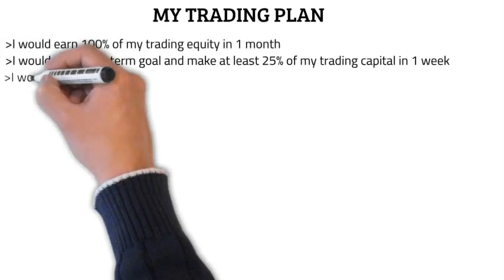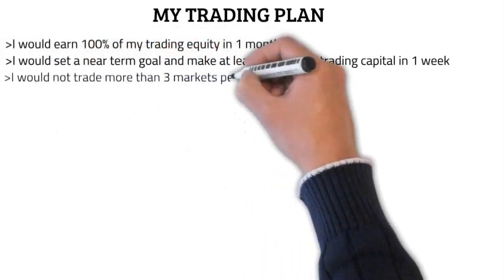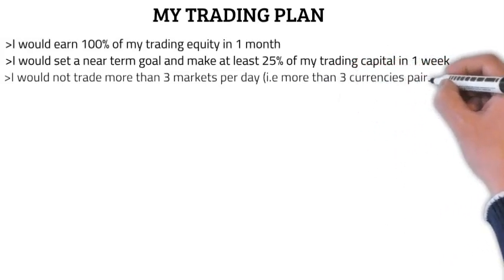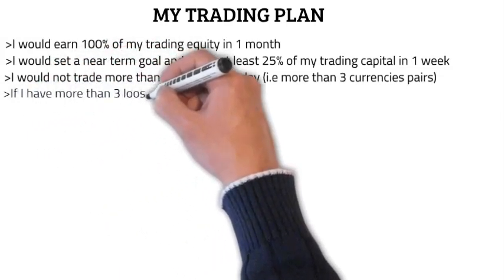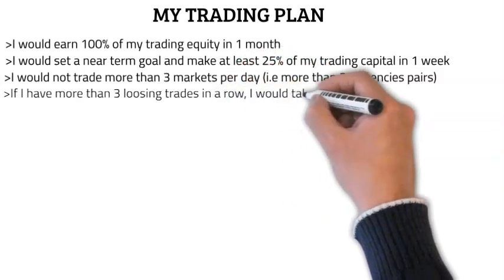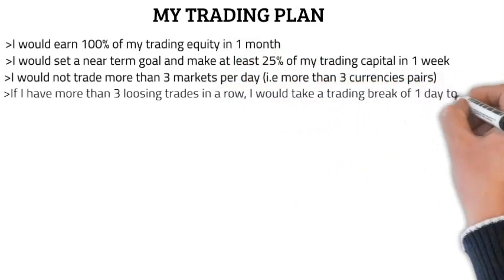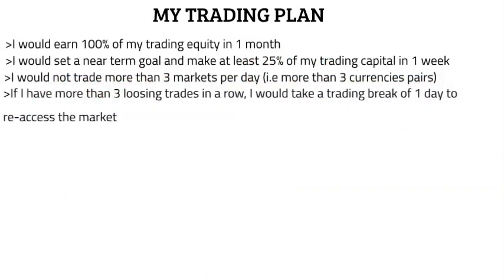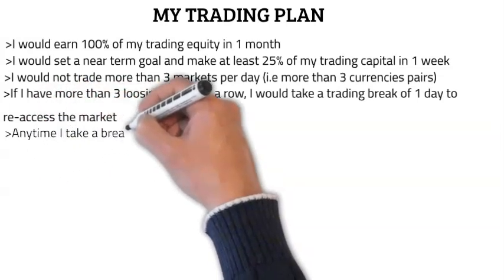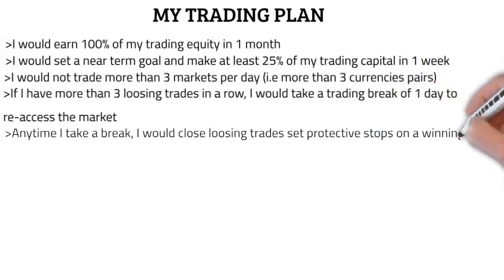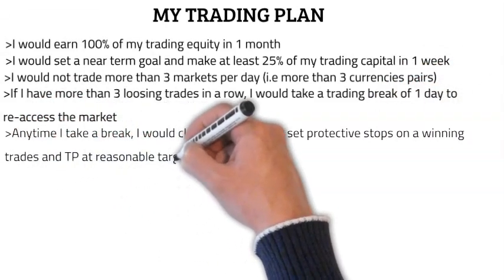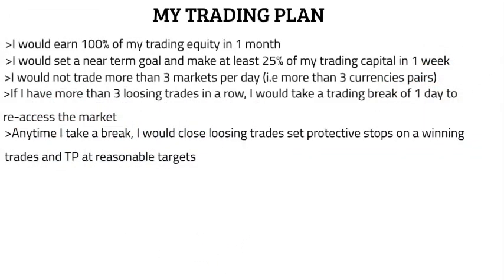And the next is I would not trade more than 3 markets per day. That is, I will not trade more than 3 currency pairs in 1 day. The next is if I have more than 3 losing trades in a row, I will take a trading break of 1 day to reassess the market. Anytime I take a break, I would close losing trades and set protective stops on the winning trades and take profit at a reasonable target.